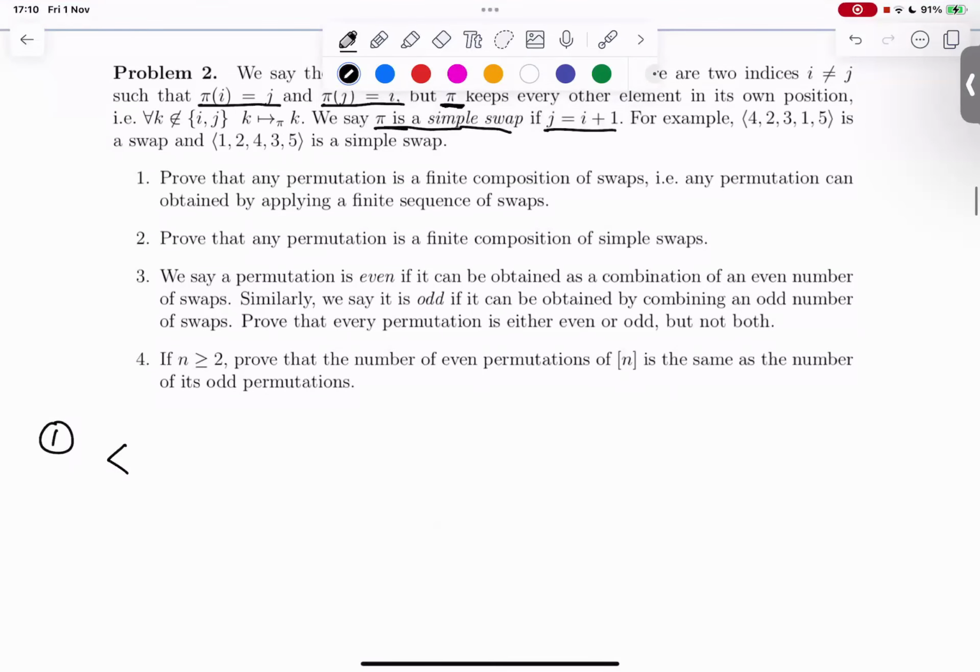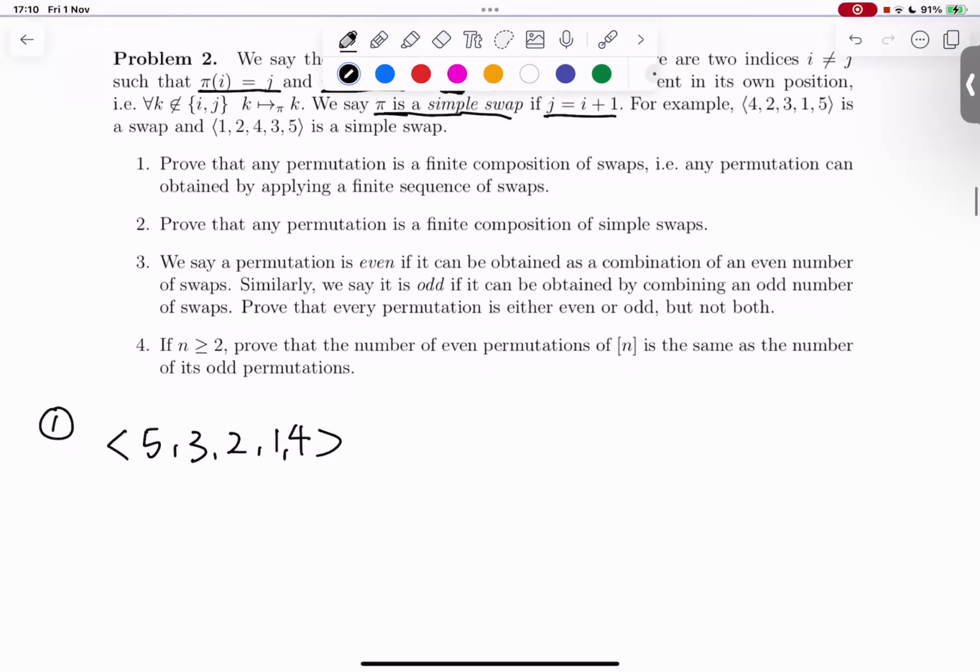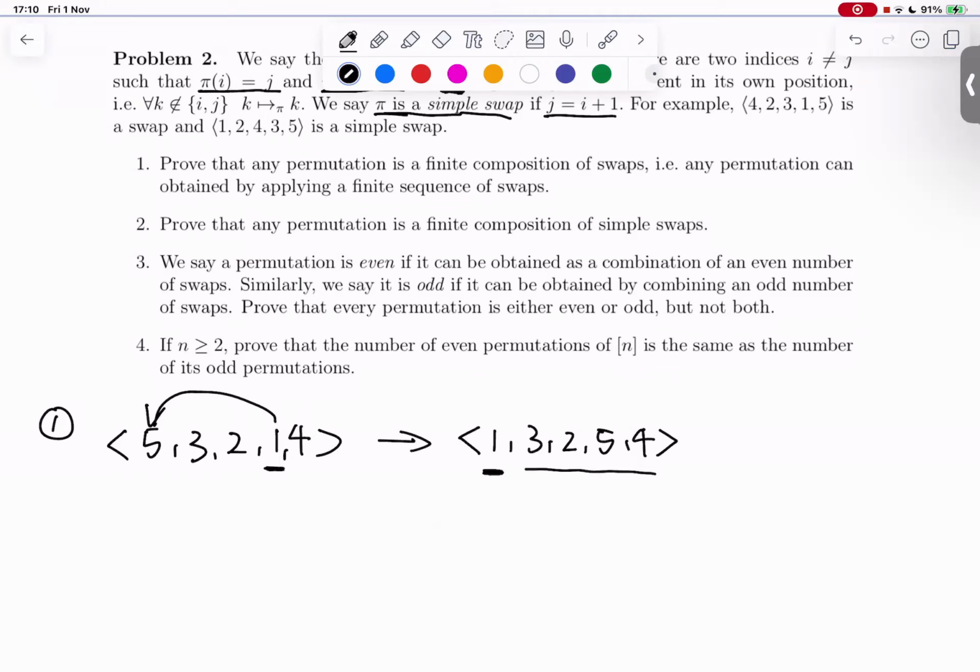So consider just a permutation like this. We can first find the smallest element, which is 1, and then we want to put it back to its original position, right? So we want to put it back here. So we can just do a swap. So it becomes 1, 3, 2, 5, 4. You can see that now this 1 is in its expected position. We have only 4 elements left to sort, right?